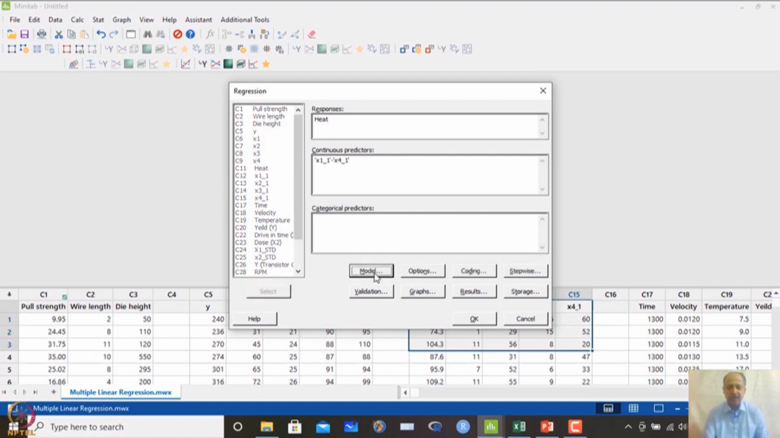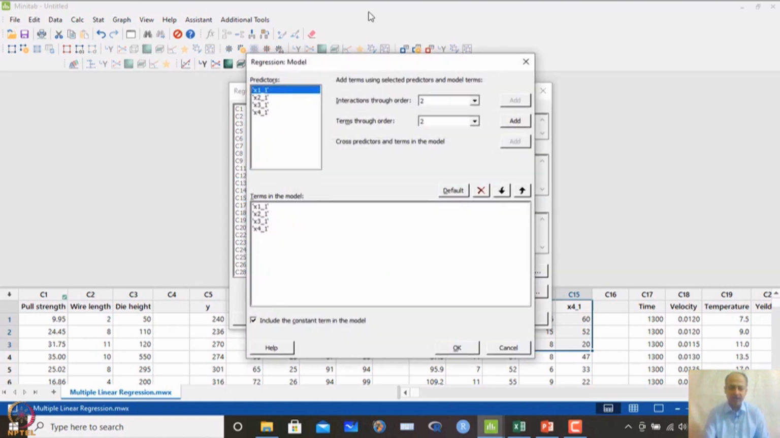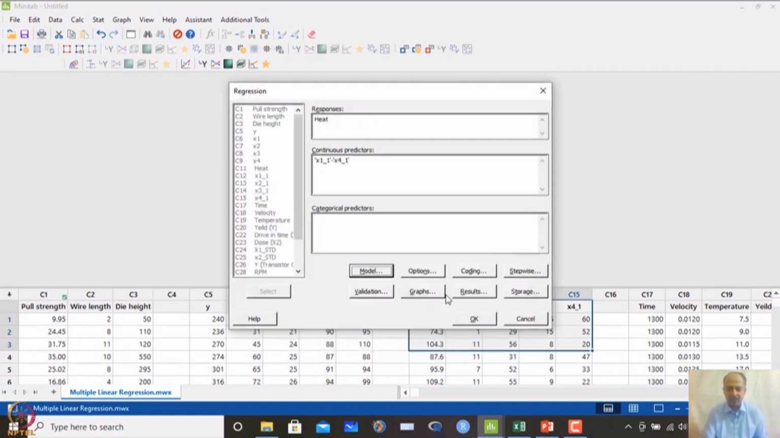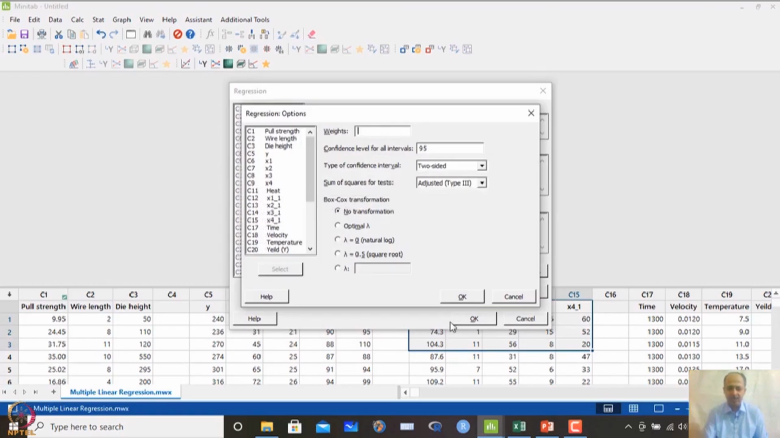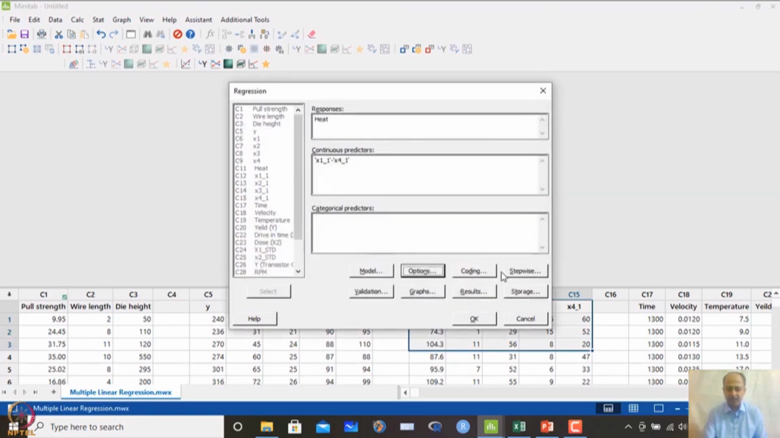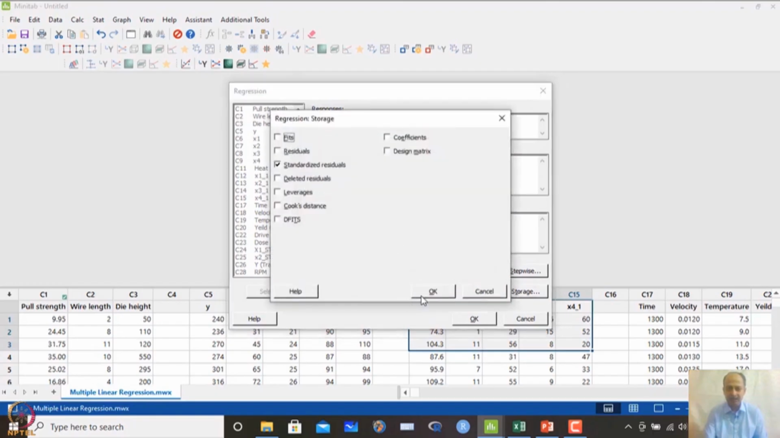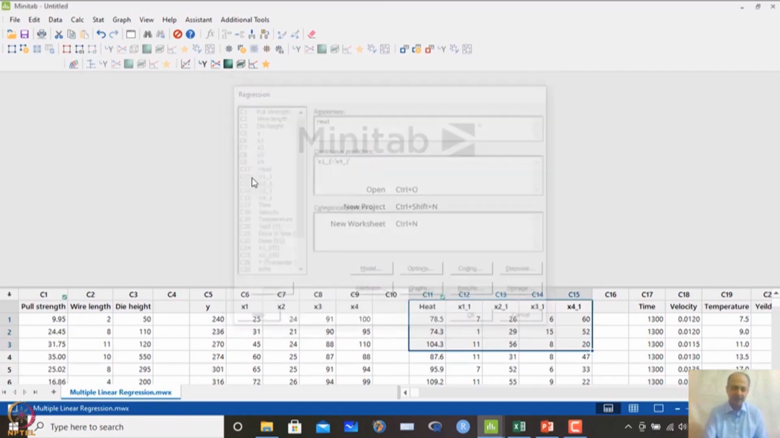Select that, and then in Model include the constant term, and we do not want to add any other terms over here. So, this is okay, and in Options no transformation, let us assume that everything is okay. Then validation and everything, and store residuals over here. So, you can store the residuals and click OK finally.